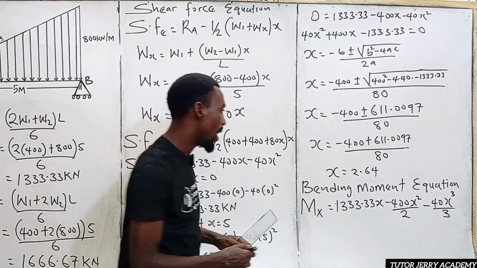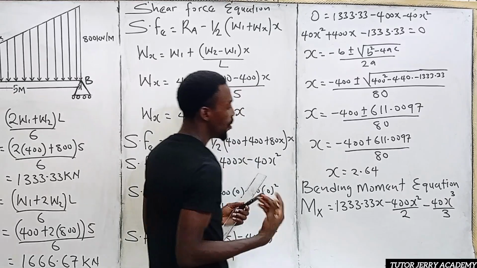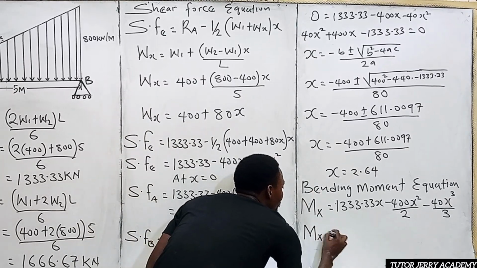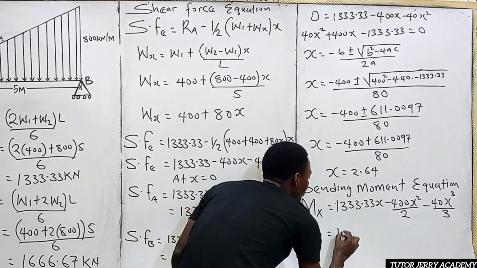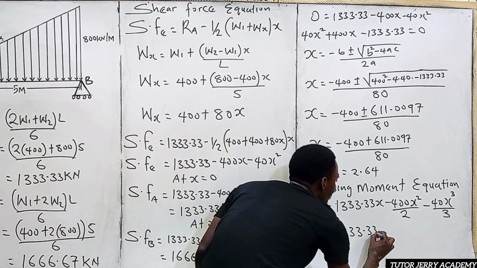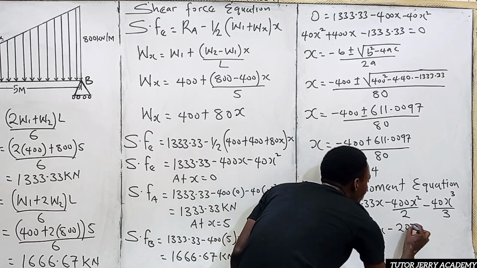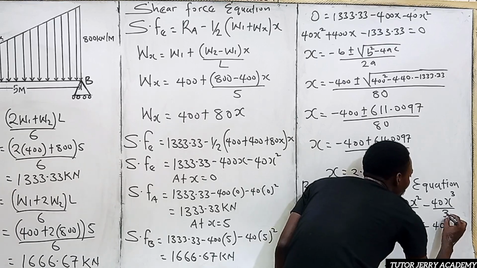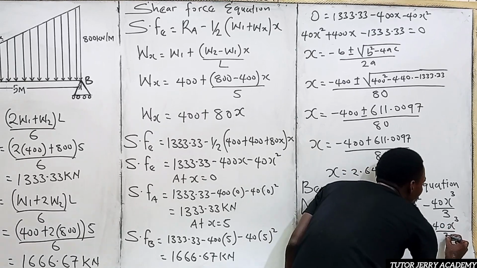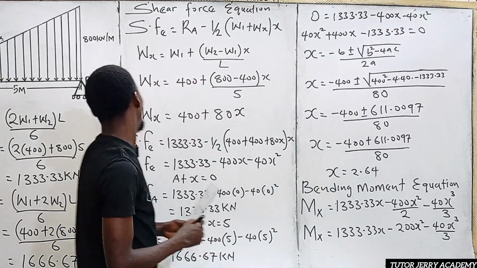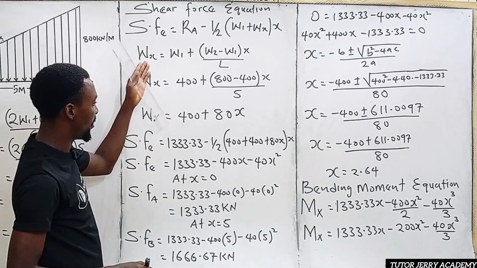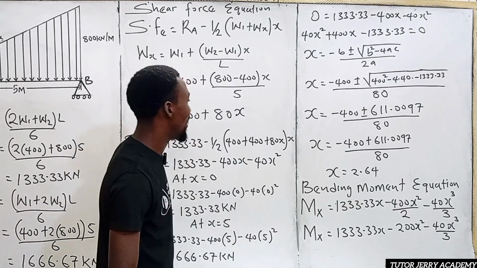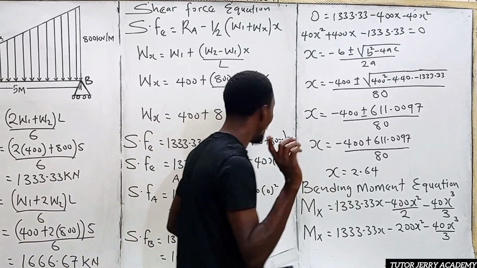All right. So we can rewrite this, because we know that 2 can go in 400, which is 200, right? So we can write the bending moment equation to be equal to 1333.33 S minus 200 S squared minus 40 S cubed all over 3. All right. So now I'm going to be cleaning this side so that we can get the bending moment at A here. It's not hard. So let's do that first.